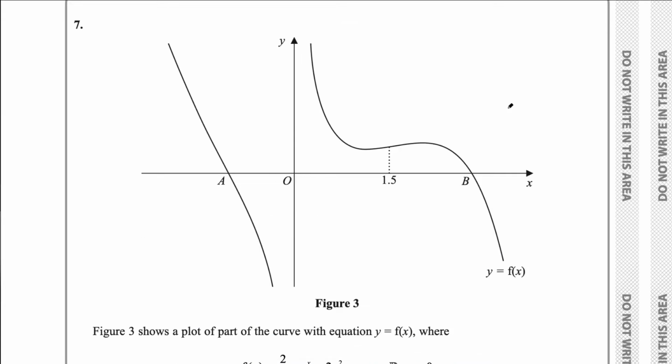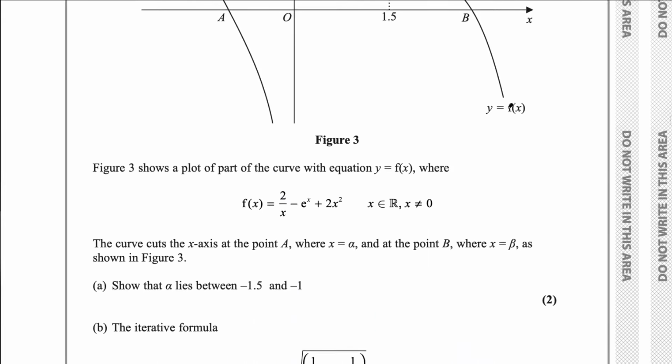Question 7 gives us a figure and it says figure 3 shows a plot of part of the curve with equation y equals f of x, where f of x equals 2 over x, take e to the power x plus 2x squared. The curve cuts the x-axis at the point A, where x equals alpha, and at the point B, where x equals beta, as shown in figure 3. And part A says, show that alpha lies between negative 1.5 and negative 1.